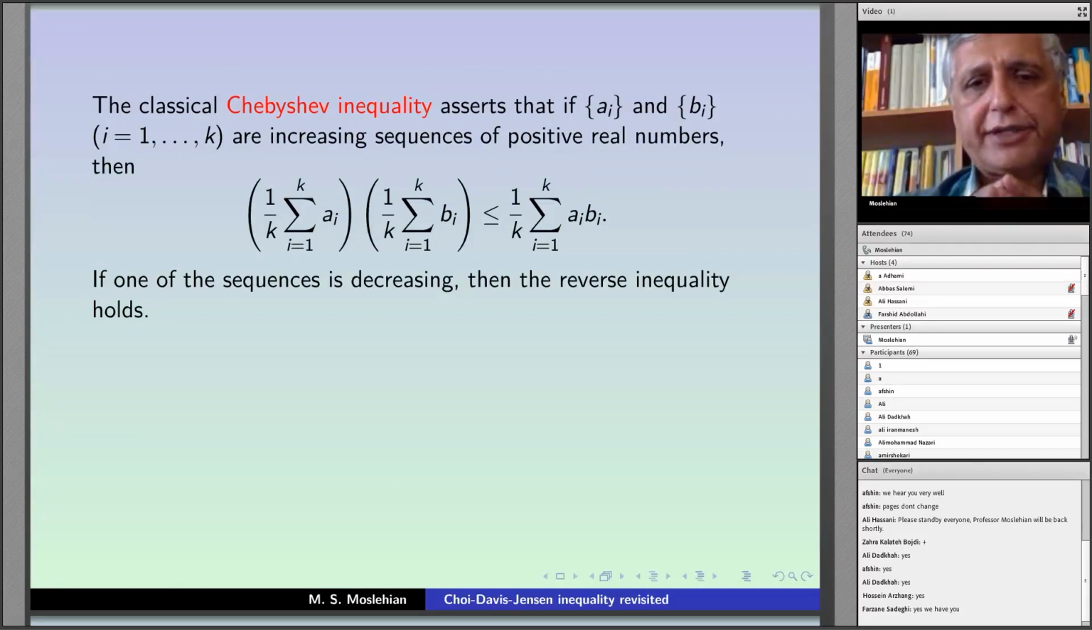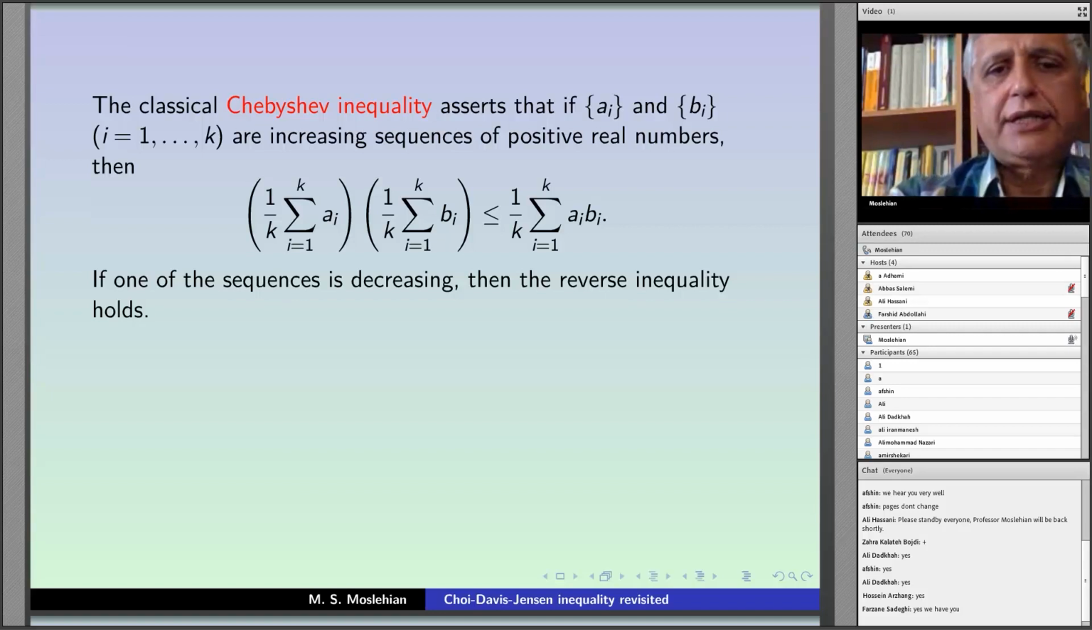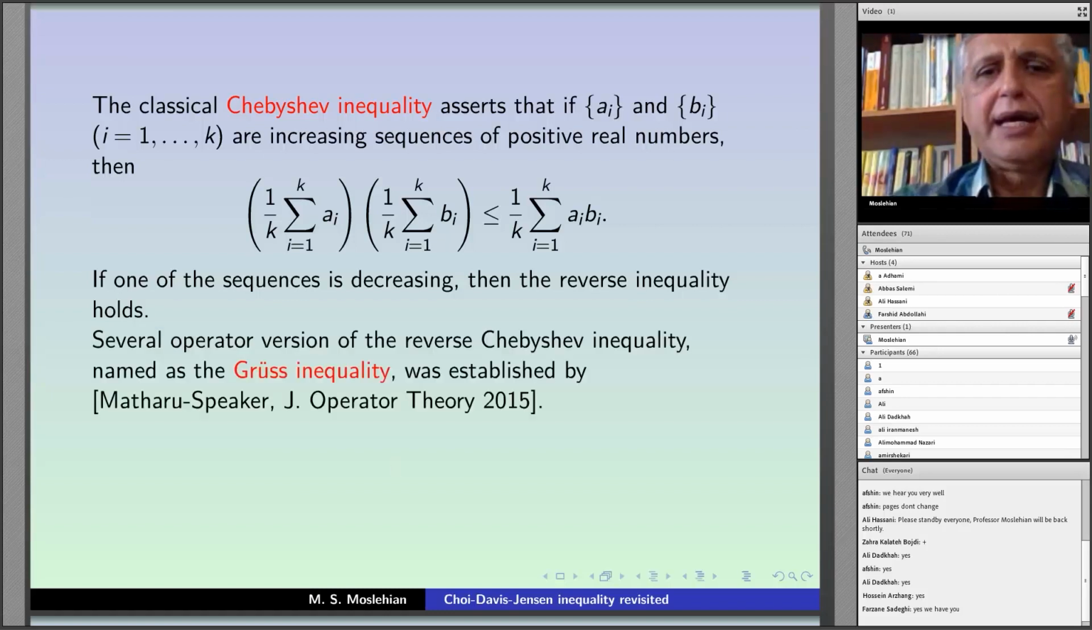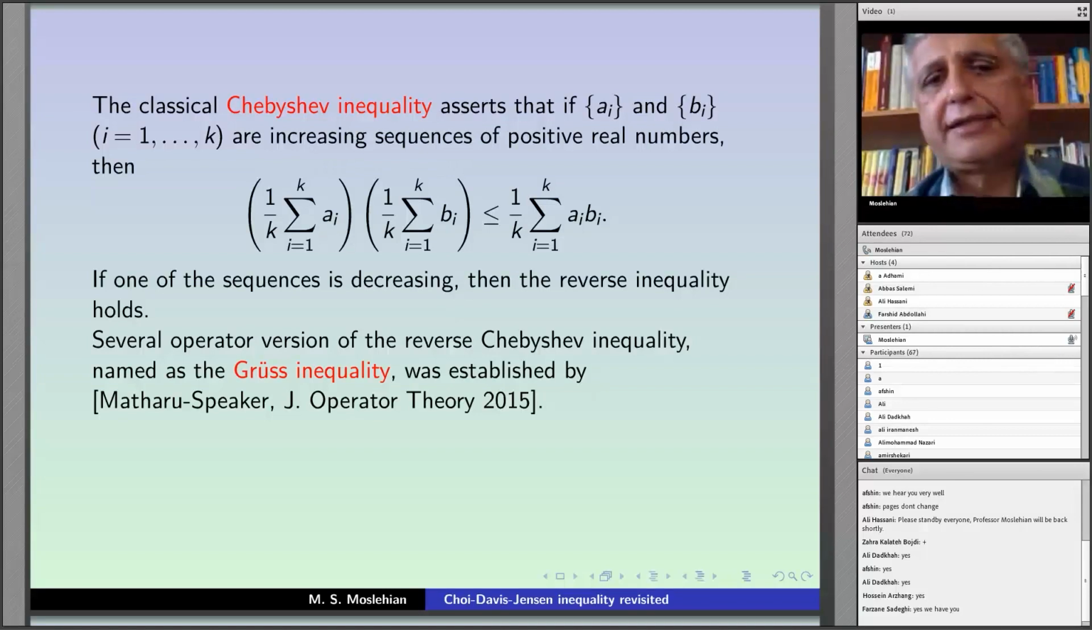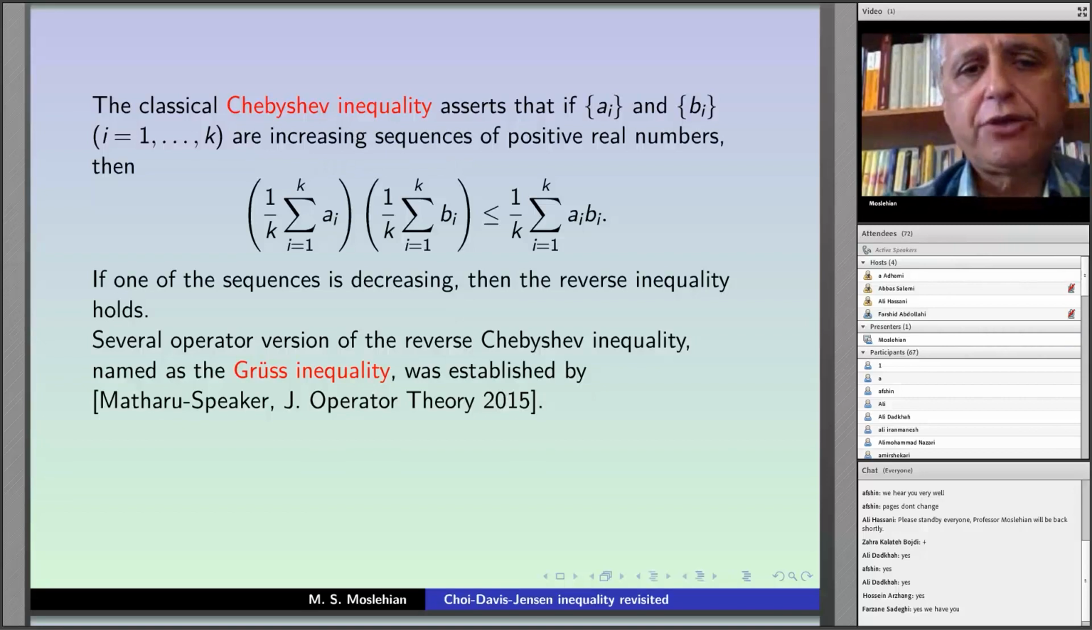The classical Chebyshev inequality asserts that if a_i and b_i, i between 1 and k, are increasing sequences of positive real numbers, then this inequality holds. If one of the sequences is decreasing, then the reverse inequality holds. The Chebyshev inequality is in fact a reverse of the Gross inequality, and several operator versions of the reverse Chebyshev inequality, named the Gross inequality, were established in a paper by Moslehian and his collaborator.